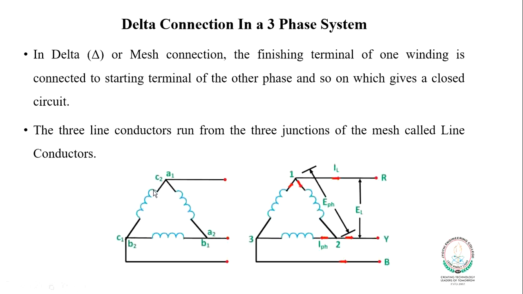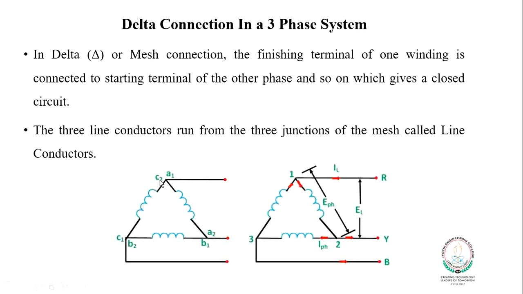If we look at this figure, there are three windings. The starting end of one winding is A1 and its finishing end is A2. The starting end of the second winding is B1 and finishing end is B2, and the third winding starting end is C1 and finishing end is C2.